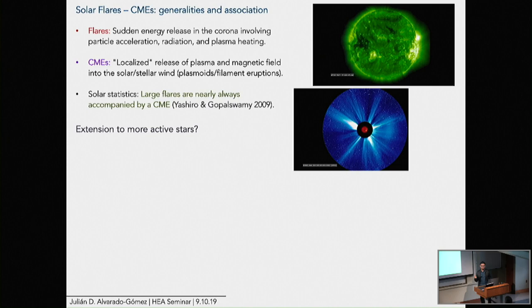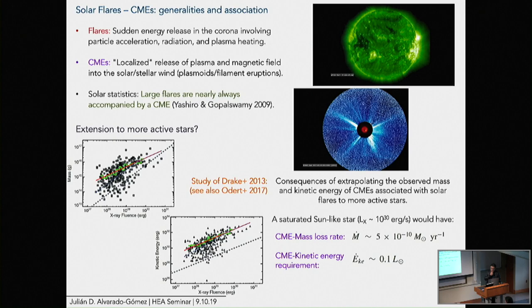So Jeremy was one of the first ones asking this question, and he took what we know for coronal mass ejections in the sun, which is what's plotted here in gray. This is mass, this is kinetic energy as a function of the X-ray flare energy observed in the sun. And basically what these plots tell you is what I already said. Bigger flares are more massive and more energetic.